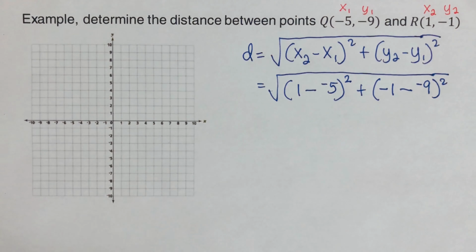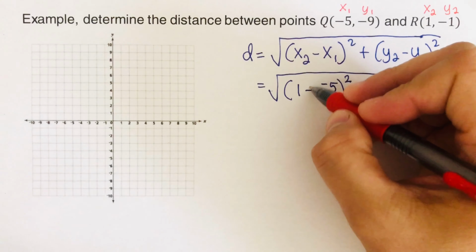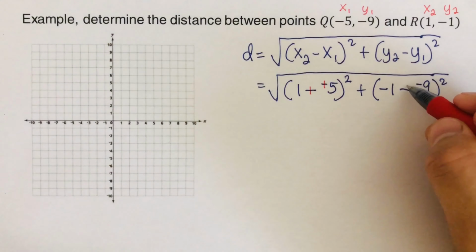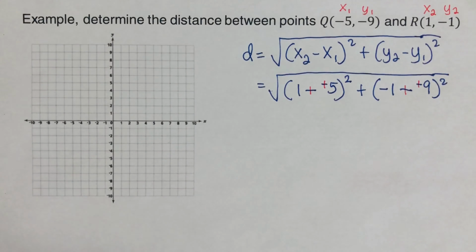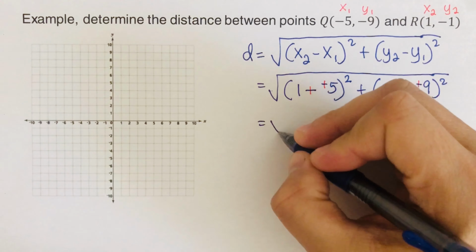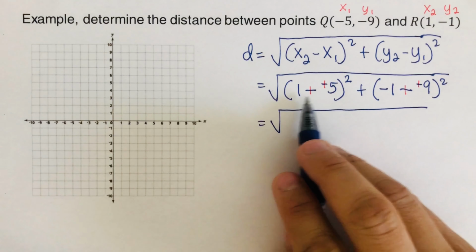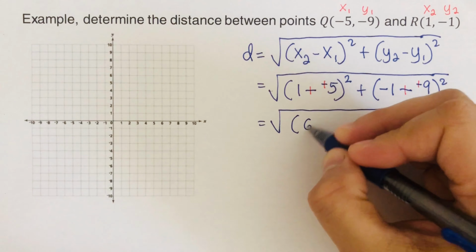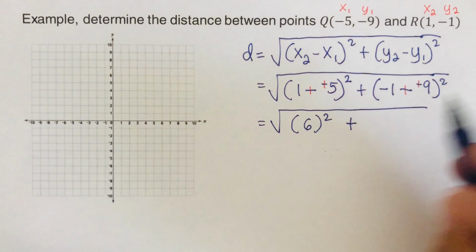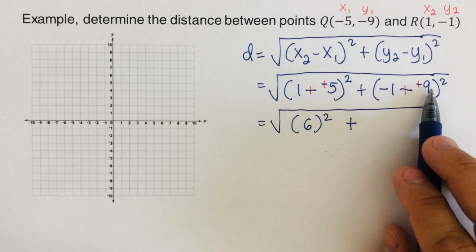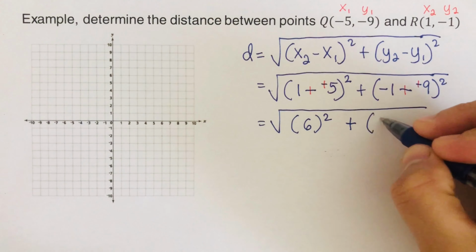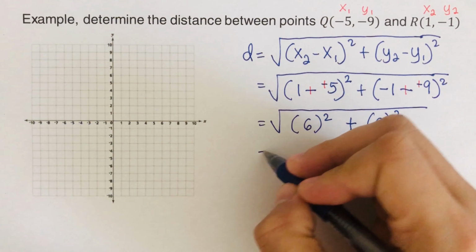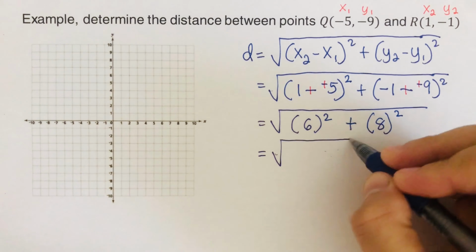So then from here, we can go ahead and change this to plus and plus, and then this is plus and plus. So that means we have the square root of 1 plus 5 is 6 squared, plus negative 1 plus positive 9 is a positive 8, and then that is squared.